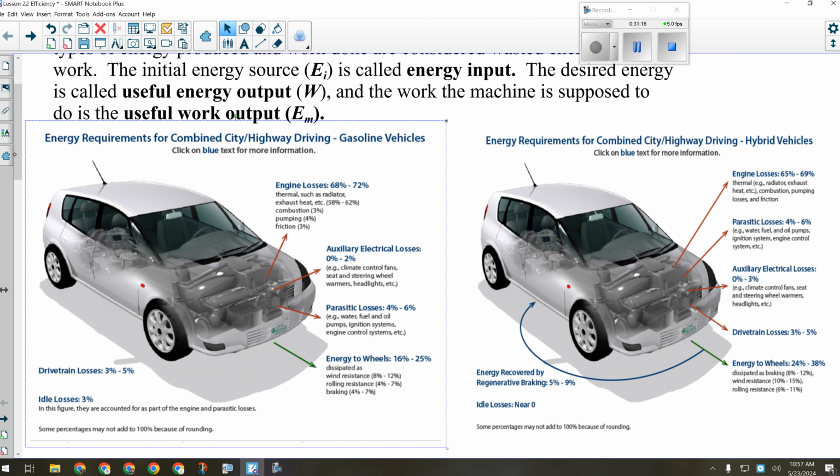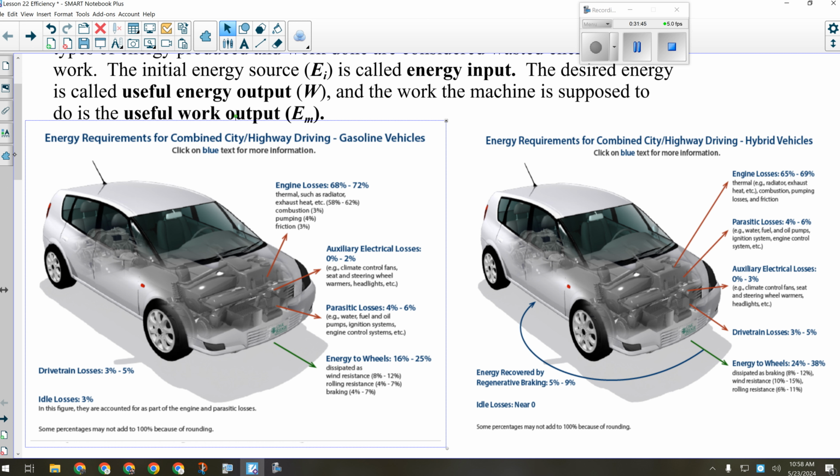Then you've got your parasitic losses. Well, those are the same. You still have water, fuel, and oil pumps and ignition systems because you still have an internal combustion engine. So those numbers are the same. Your auxiliary electrical losses are actually a little greater because you have a few more things that run on electricity in a hybrid car. Your drivetrain losses are about the same, 3 to 5%. You still have a transmission and all that stuff. Energy to the wheels, 24 to 38.